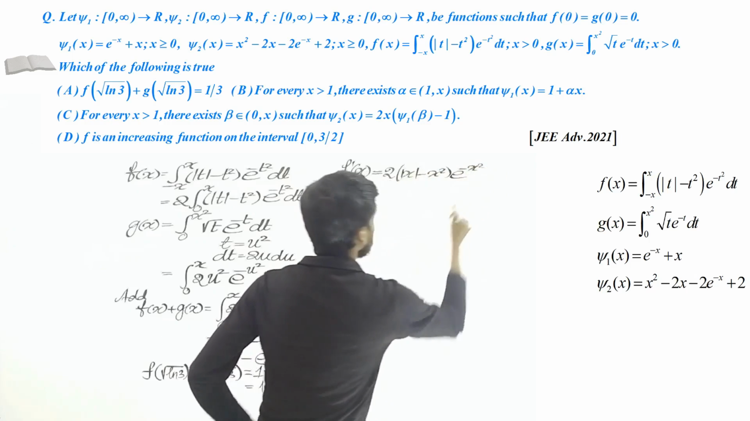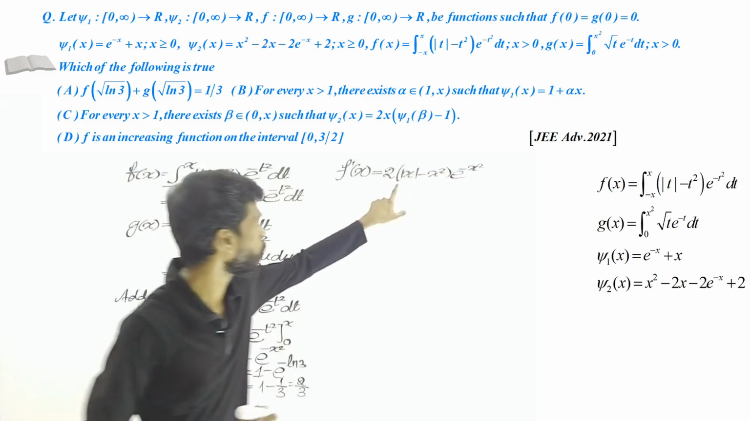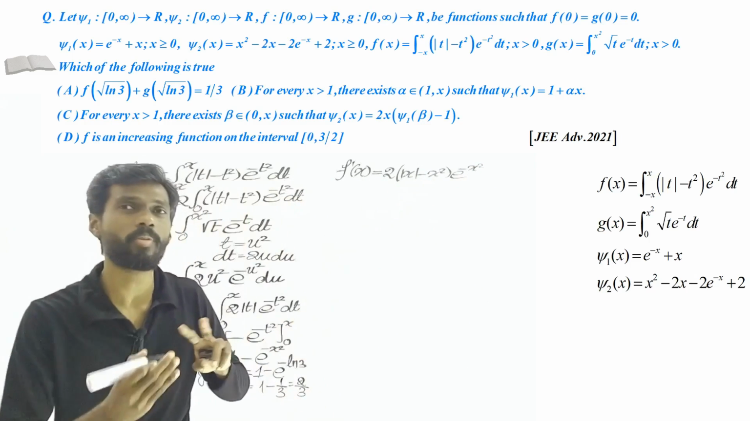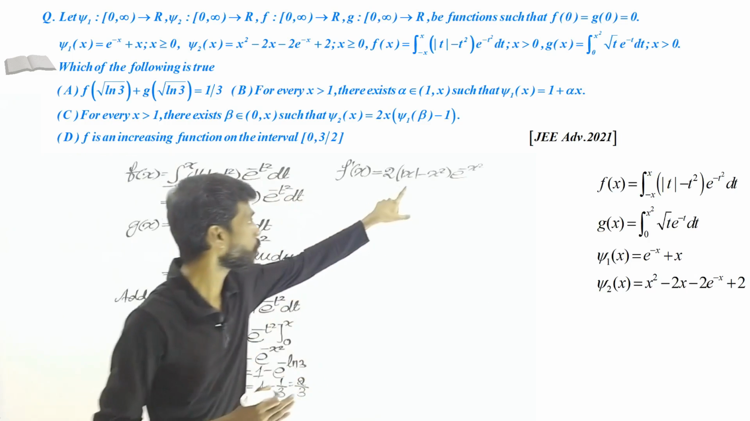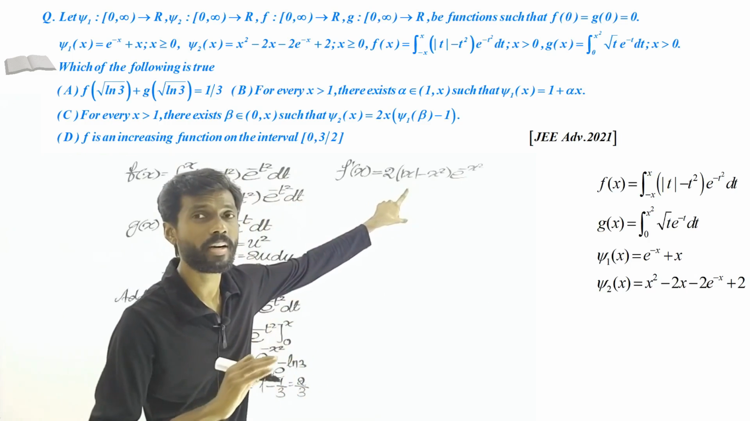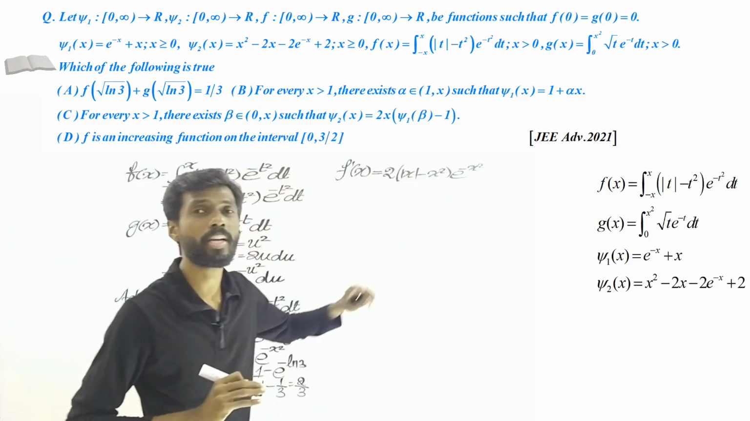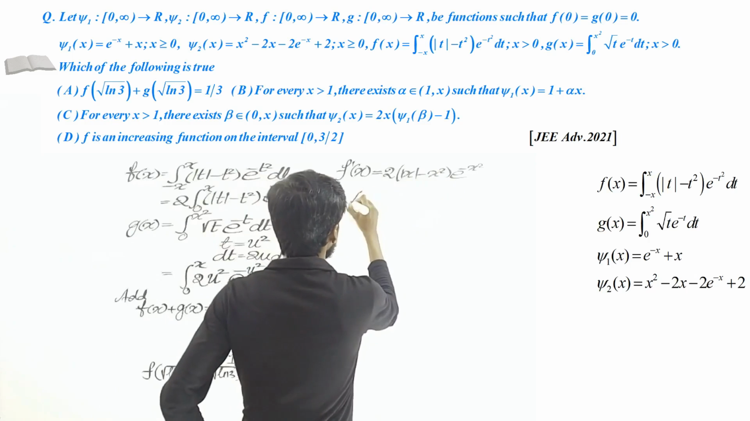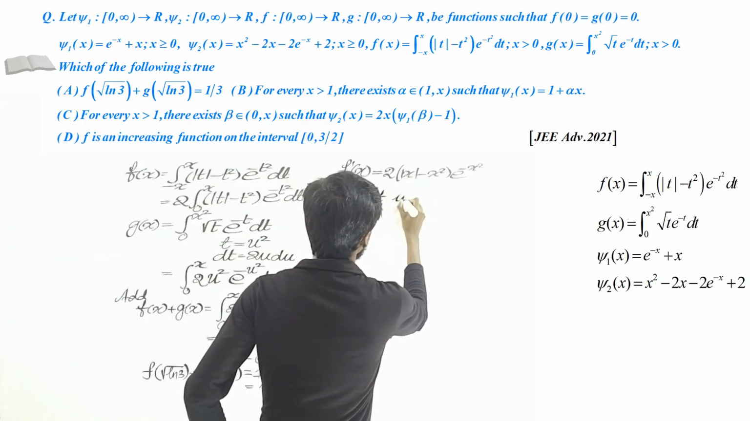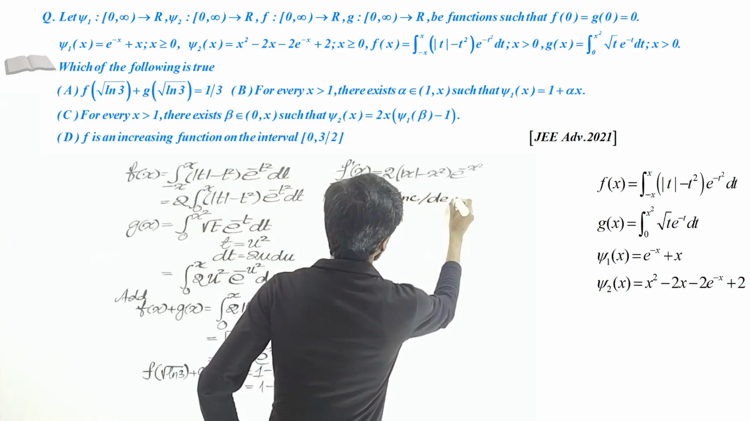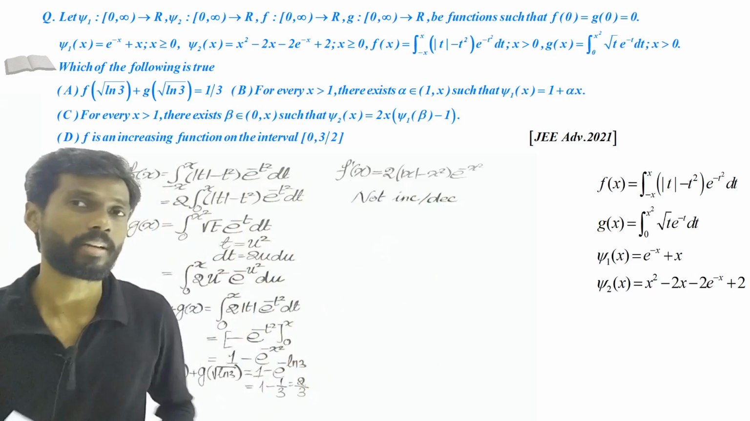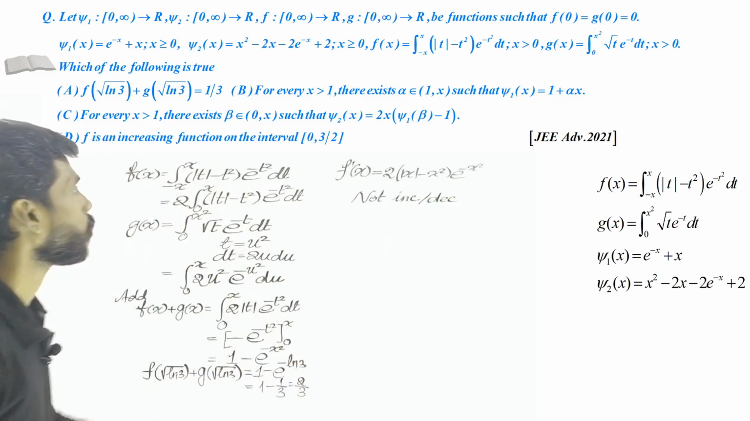multiplied by e to the power minus x square. Is it always positive? No, because for the modulus of x minus x square, for x greater than 1 and less than 1, it takes different signs. That means it is not completely positive, nor completely negative. For some values it is positive, for some values it is negative. It is not an increasing function or decreasing function in the entire positive part of the interval, so that is not correct.